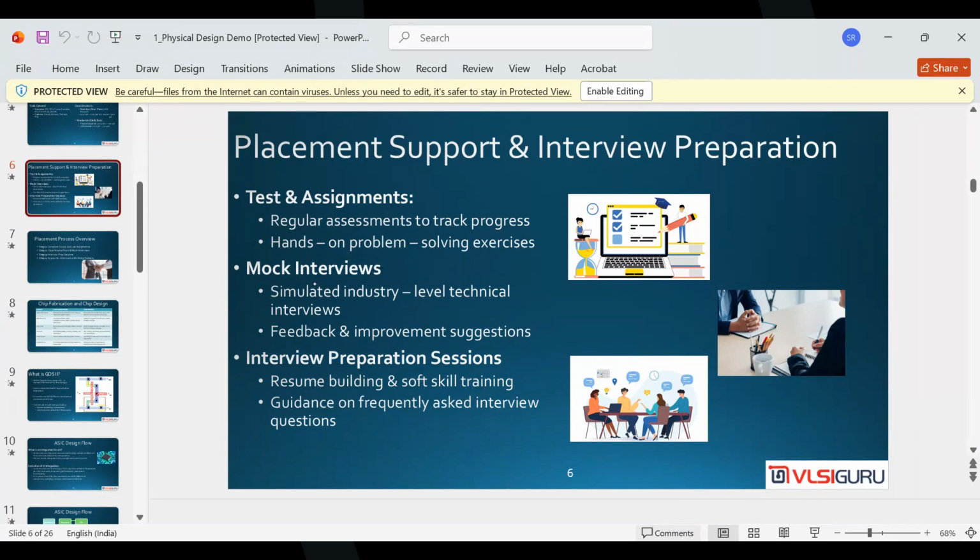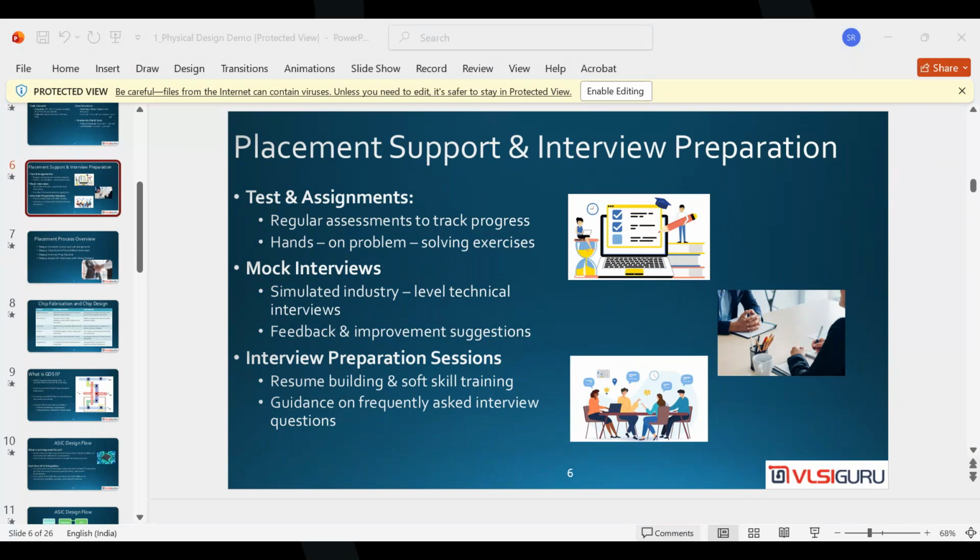Regular hands-on problem-solving exercises will be given to you in your lab session, so that you get habituated and get hands-on experience with the EDA tools. Whatever EDA tools I have mentioned are industry-level tools which are used in industry. These are all licensed tools.